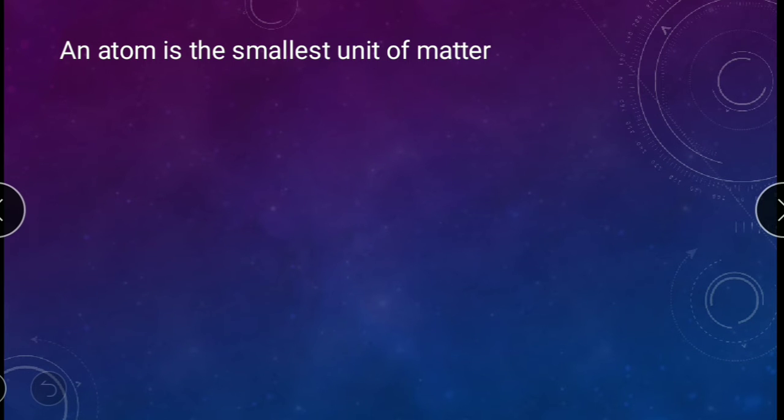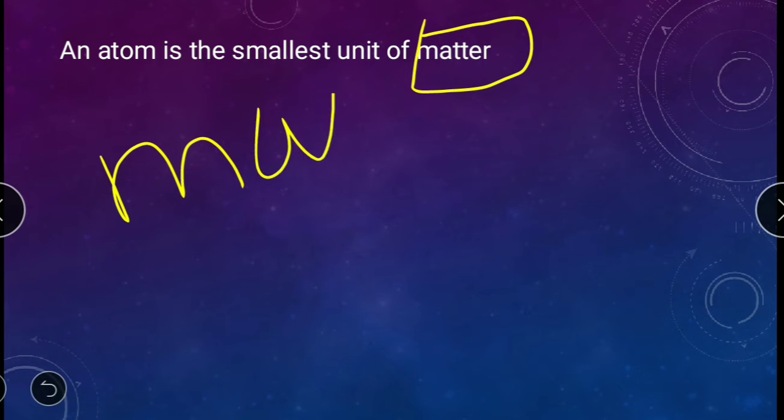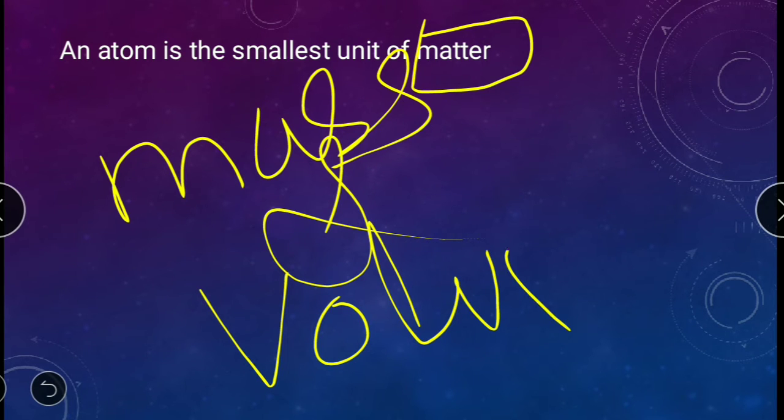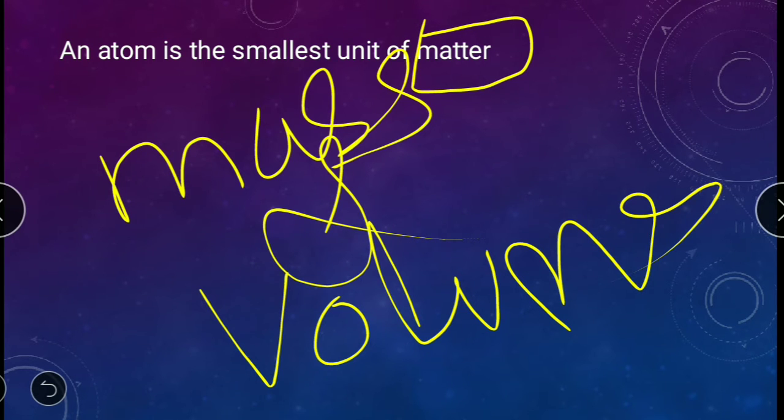But wait, what is matter? So, let us recall it. Matter is anything which has mass and occupies space, that is volume. So see the things around you. All the things have some mass and occupy space. So everything around us is matter.